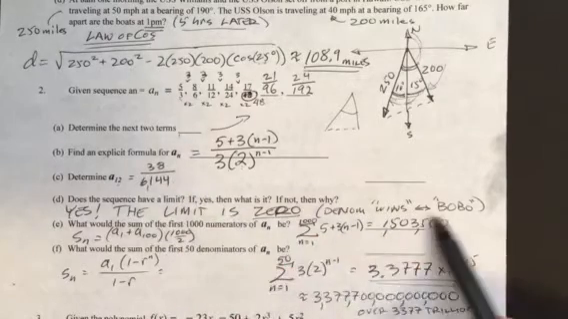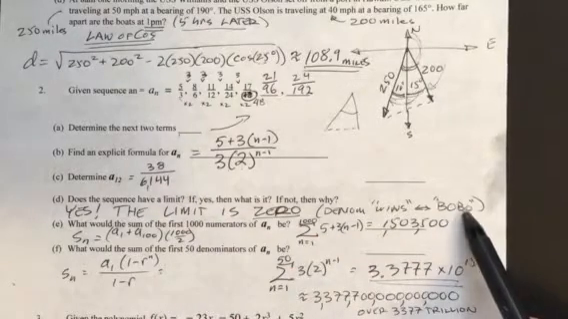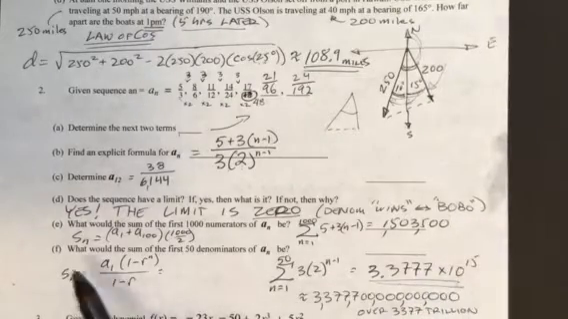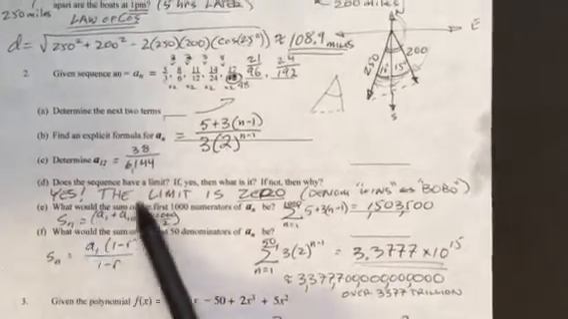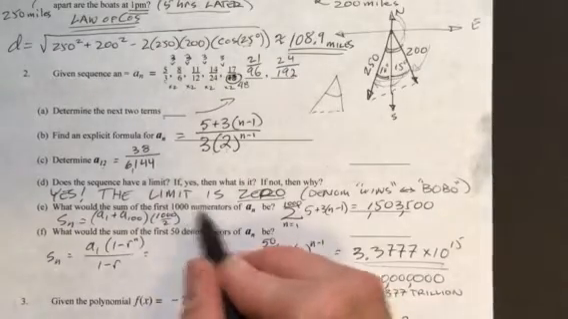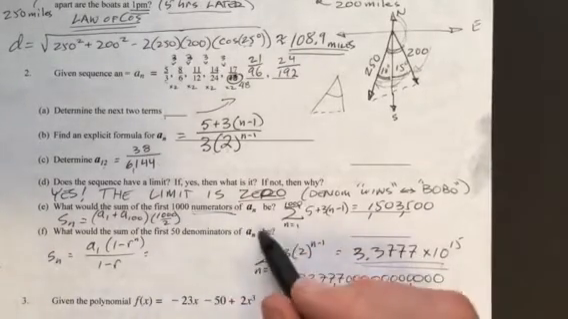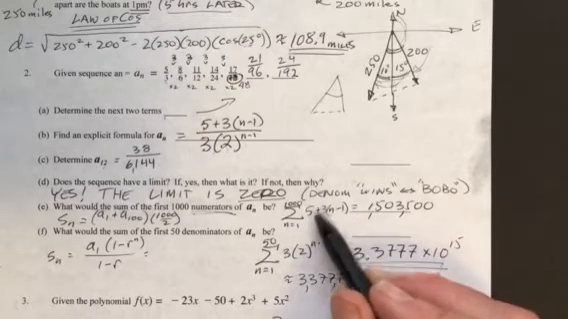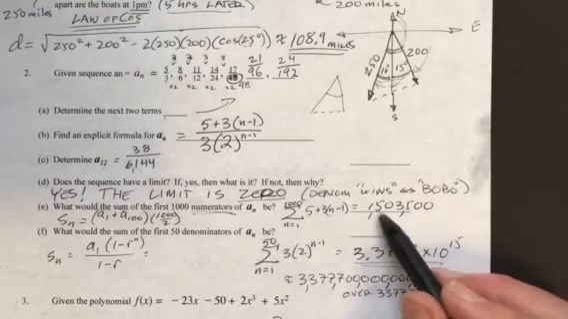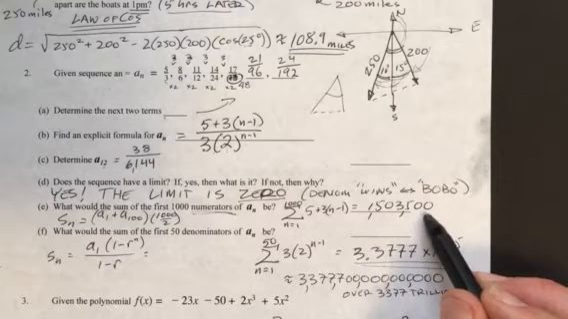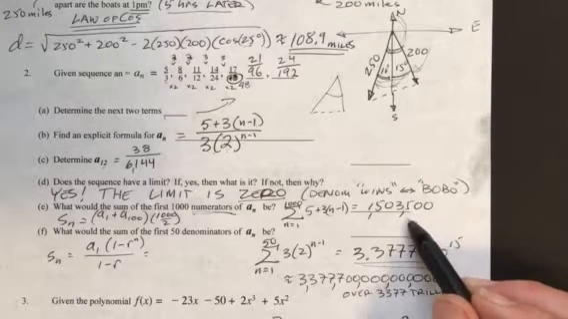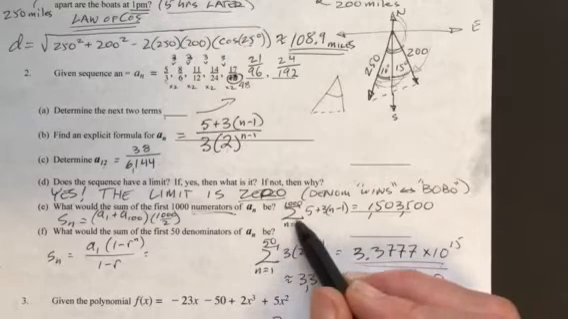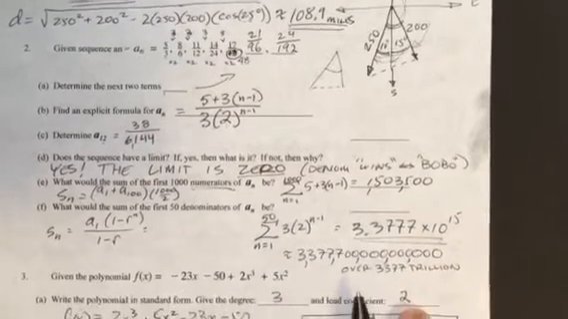It's almost like Bobo, where the number that's bigger on the bottom means that the limit goes to 0. What would the sum of the first 100 numerators, read carefully, not terms, but numerators, be? Well, you just plug it into our summation formula, and we get 1,503,500. That's going to be the first term plus the 1,000th term, times 500. That's one of your formulas.